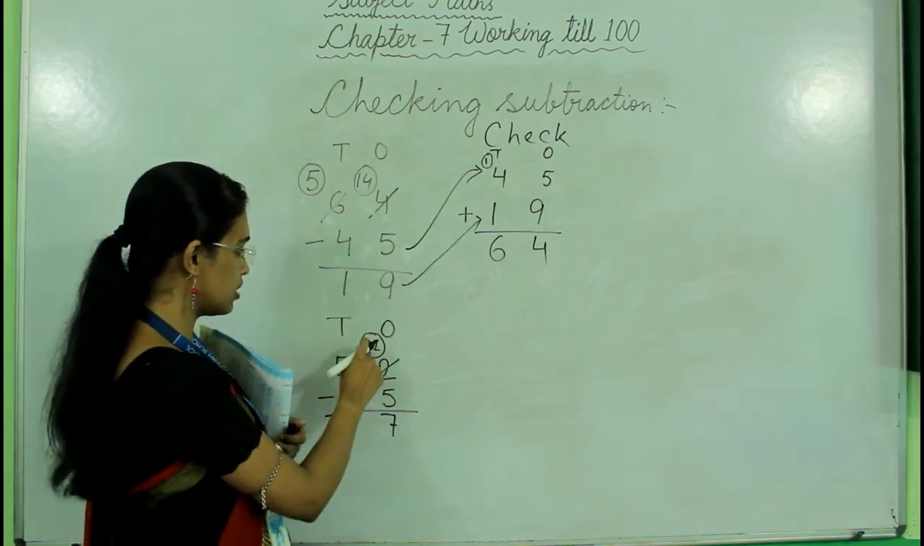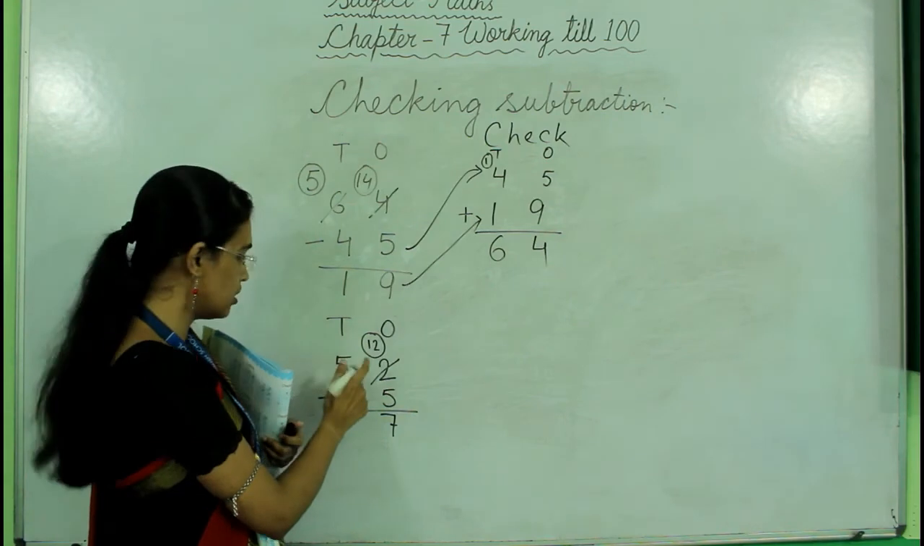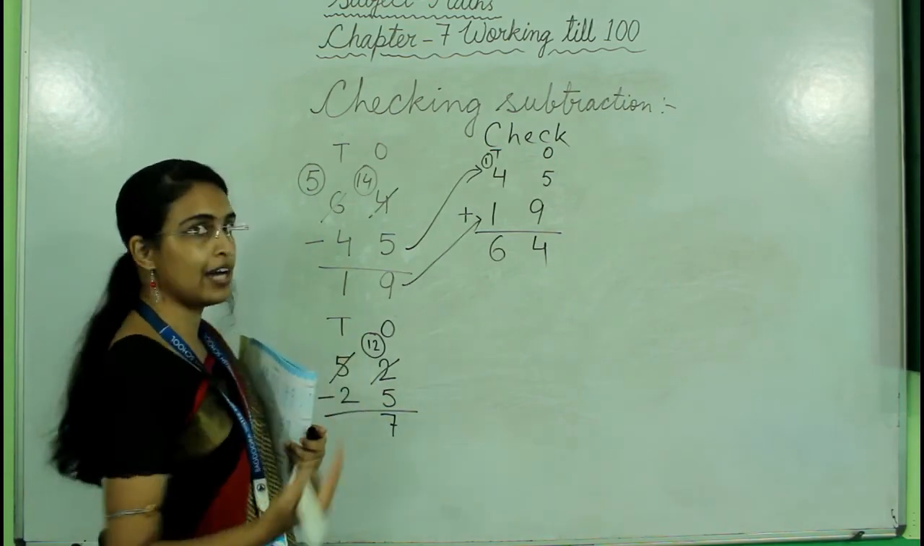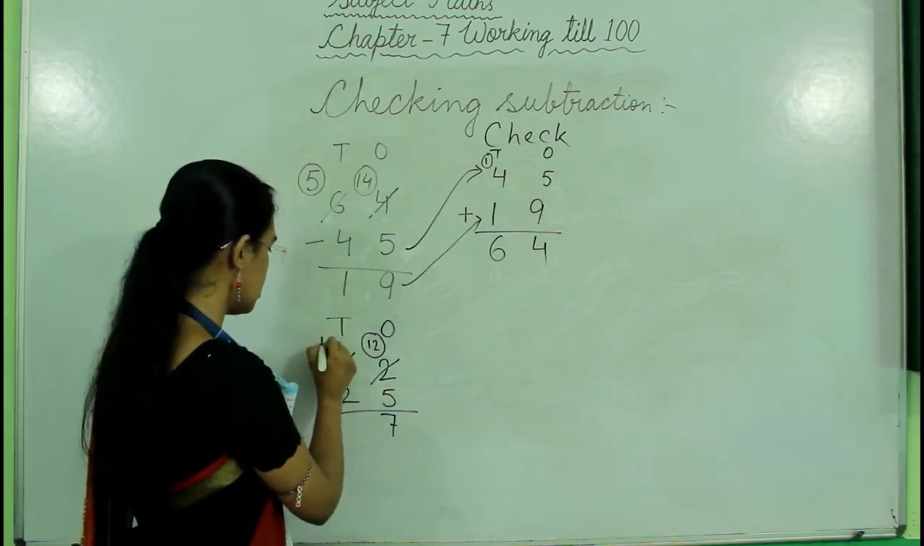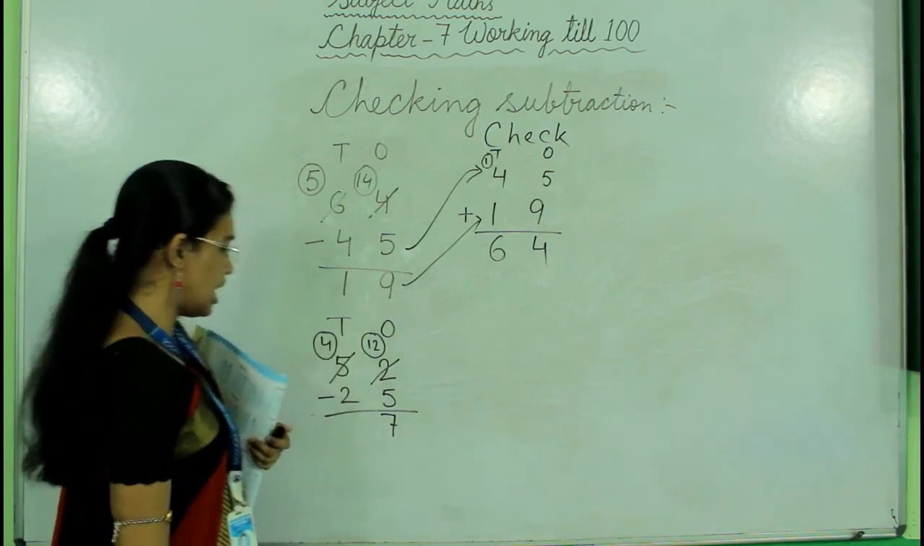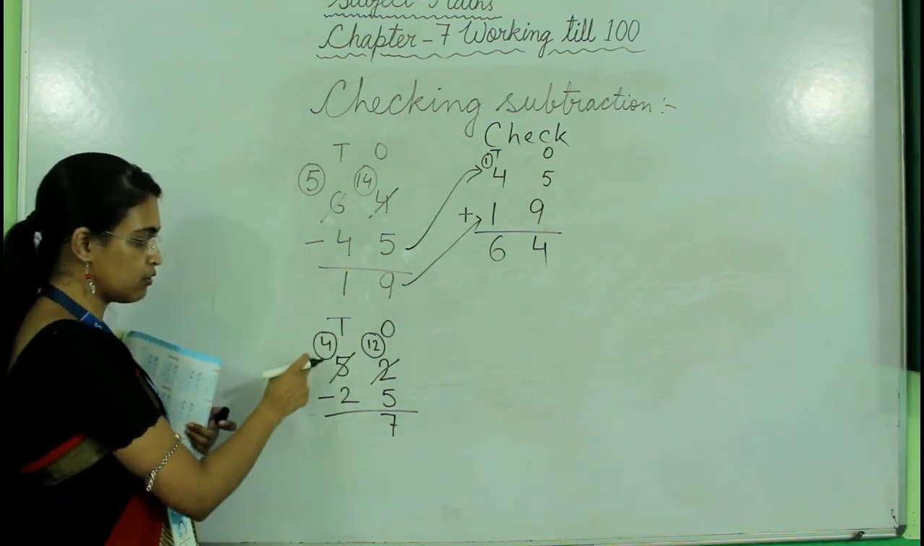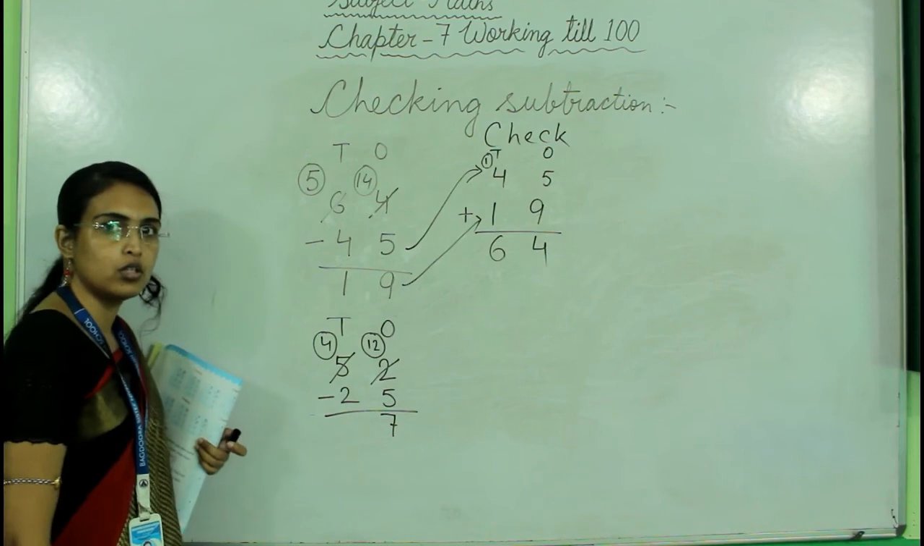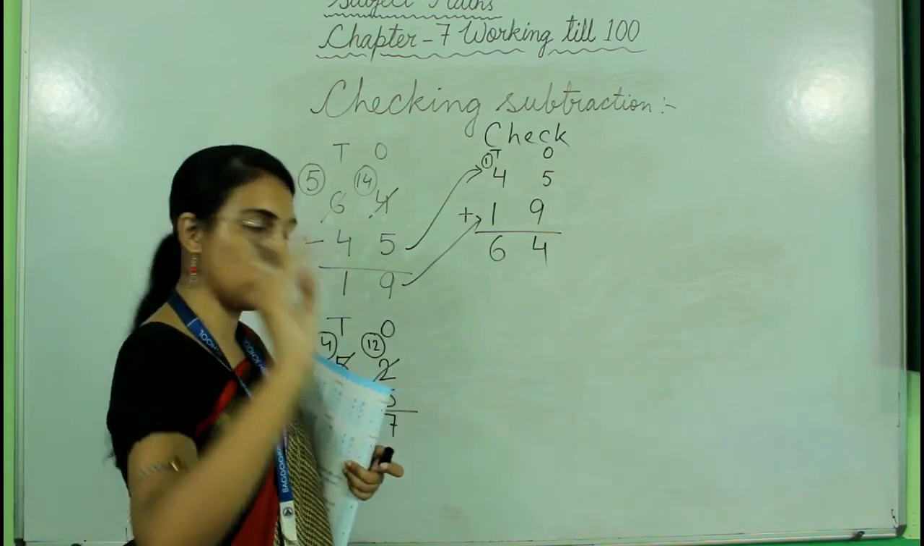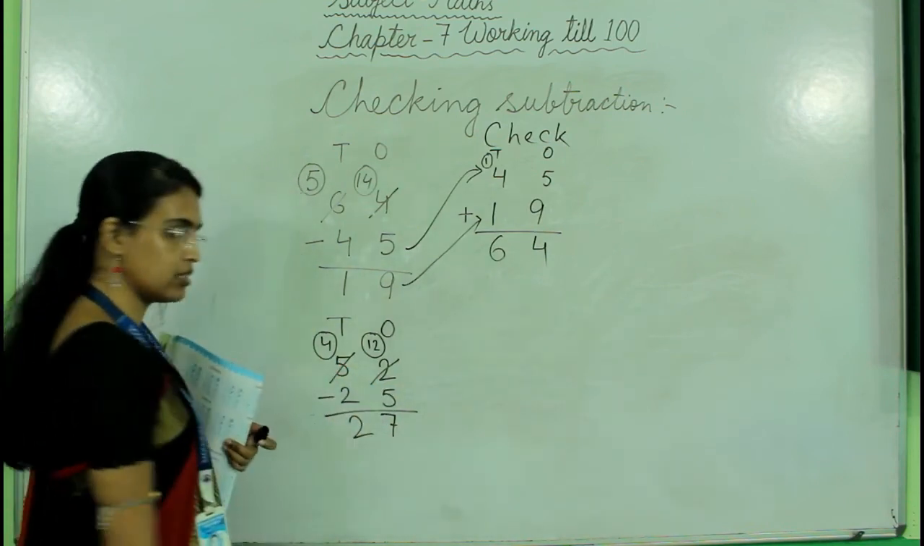Now with this carry we have to subtract this one. So when we subtract 1 from 5, what will be the answer? 4. Now what do we have to do? We have to subtract 4 from 2. So after 2, 3, 4. So 27 is the answer.